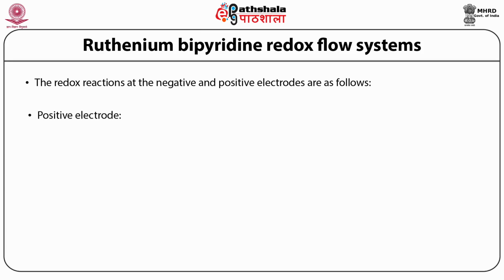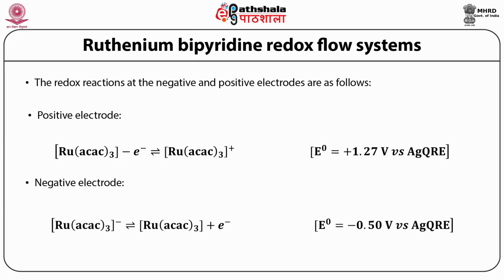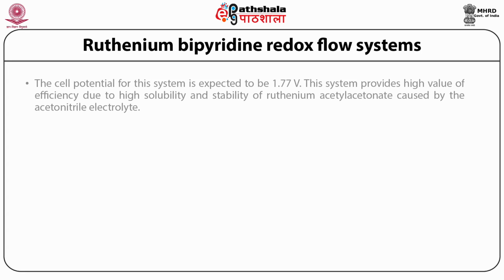At the positive electrode, Ru(acac)3 minus an electron charges or discharges to give Ru(acac)3 plus, with E0 equal to plus 1.27 volts versus AgQRE. At the negative electrode, Ru(acac)3 plus an electron charges or discharges to give Ru(acac)3 minus, with E0 equal to minus 0.5 volts versus AgQRE. The cell potential for this system is expected to be 1.77 volts.